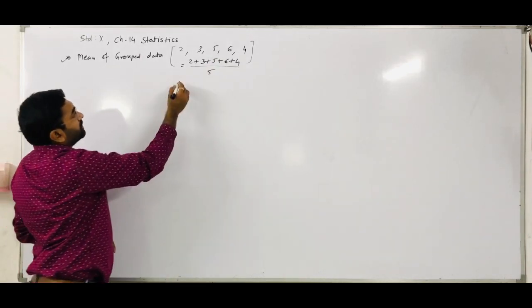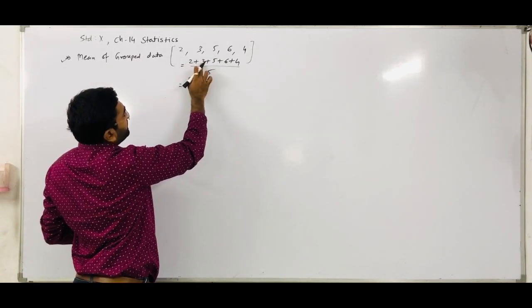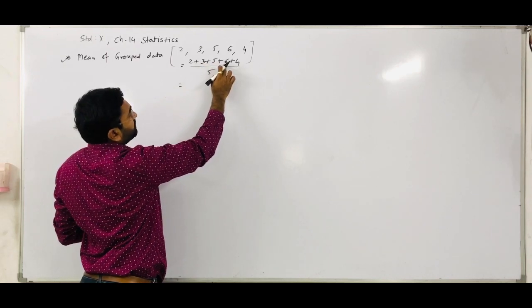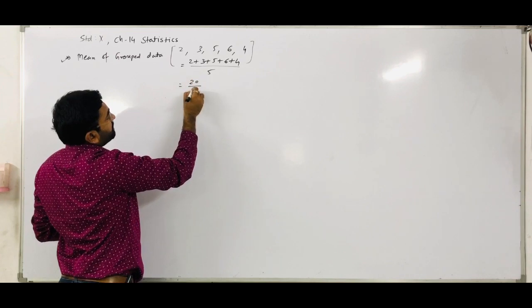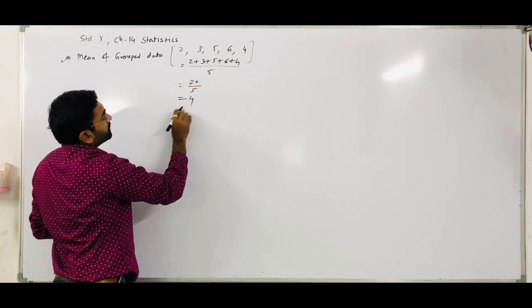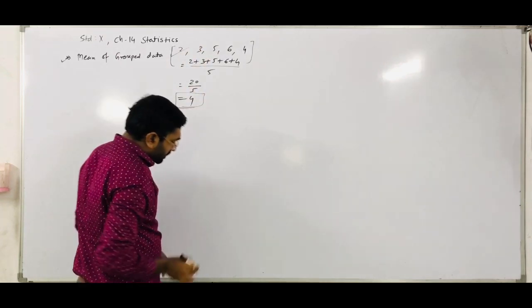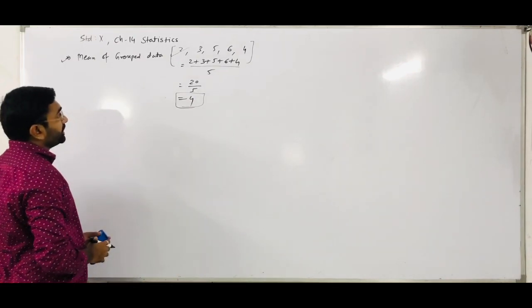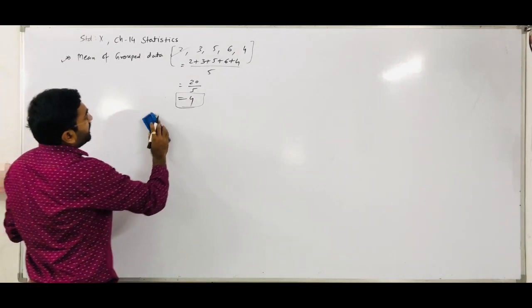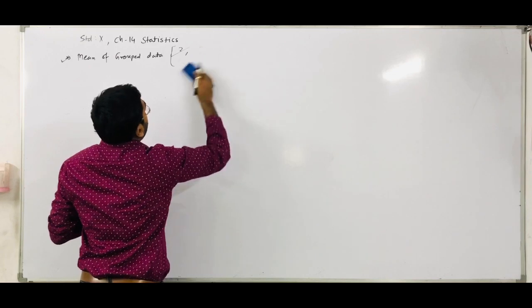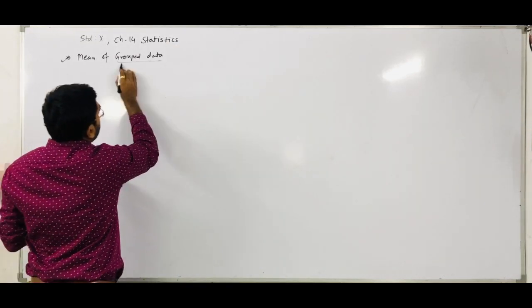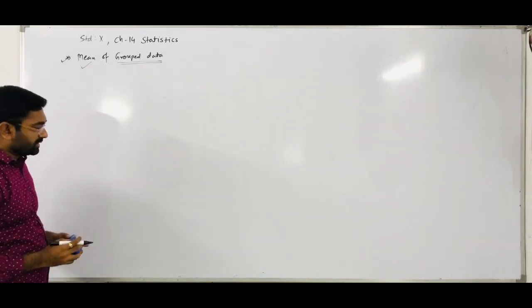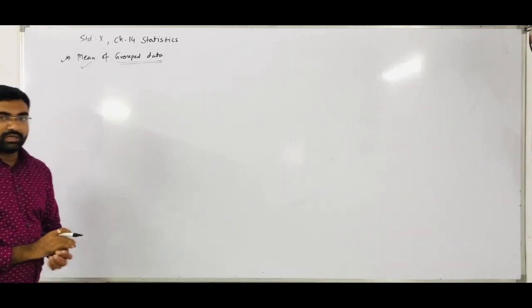Right? So what do you do? You add them. 2 plus 3, 5 plus 5 is 10. 10 plus 6, 16 plus 4, 20. So we get 20 by 5, so we get 4. So the mean of the given observations is 4. Right? So we already found the mean in the previous standard. But here, as mentioned, grouped data is given. Then how can we find out the mean? That we have to learn.